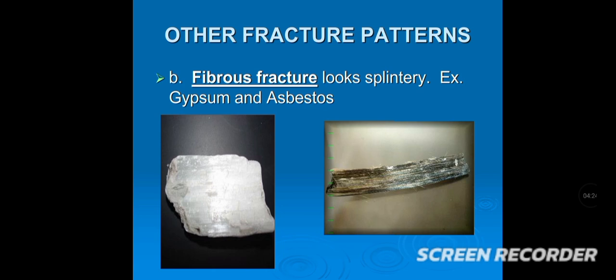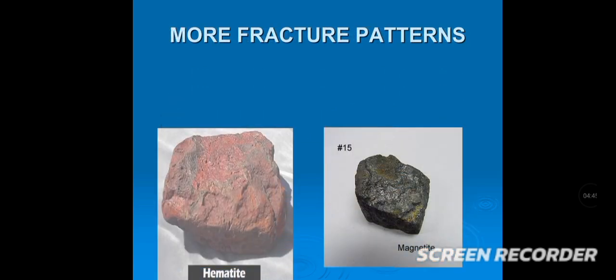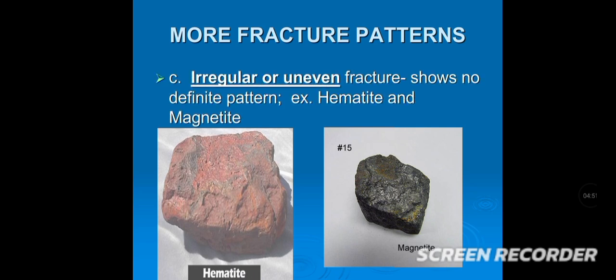Other fracture patterns are fibrous fracture. As I have told in my previous class, a typical mineral, gypsum, exhibits two sets of cleavage at 90 degrees, but its fracture is fibrous. Another mineral which exhibits fibrous fracture is asbestos. There are also more fracture patterns. Irregular or uneven fracture shows no definite pattern, as in hematite or magnetite. In the previous class I have told that hematite and magnetite are ore minerals that can be identified by their color or streak.